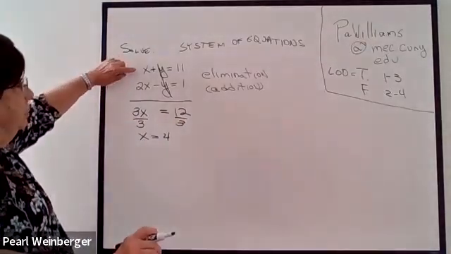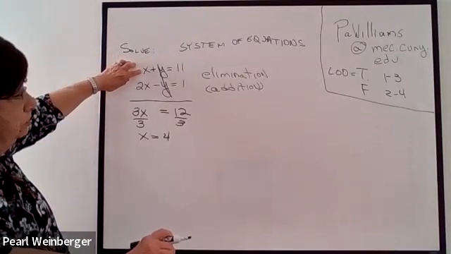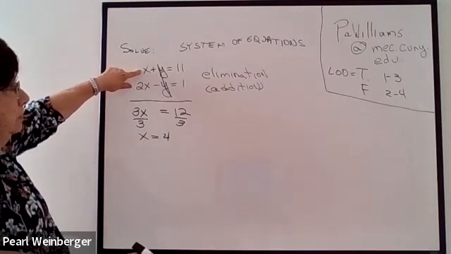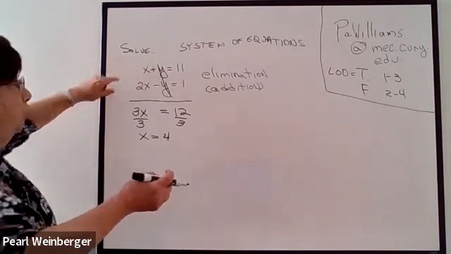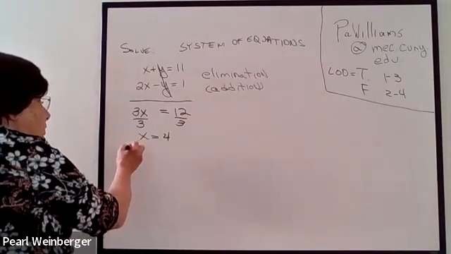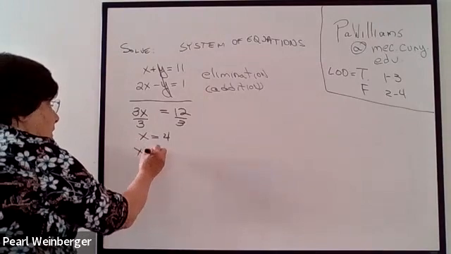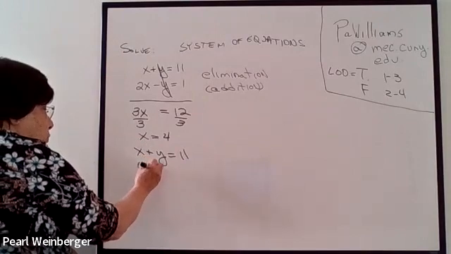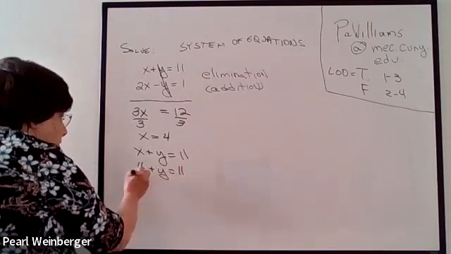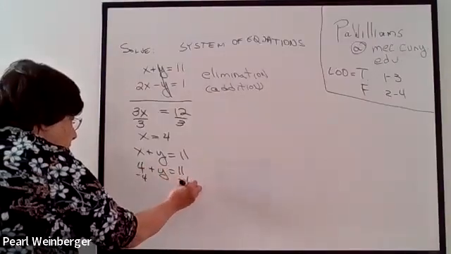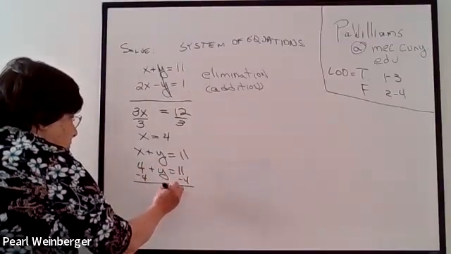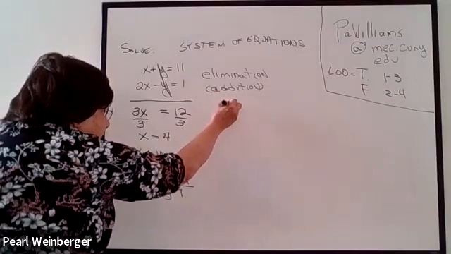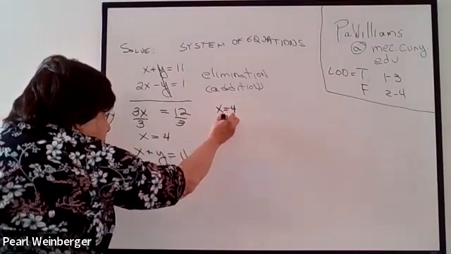So what we do then is we go back to one of the original equations. I'll take the first one and substitute for the x its value, which we know has to be 4. So if I take that first equation, x plus y equals 11, and in place of x, I put 4, I get 4 plus y equals 11. And that gives me y equals 7. So now I've solved both variables. I've got x equals 4 and y equals 7.